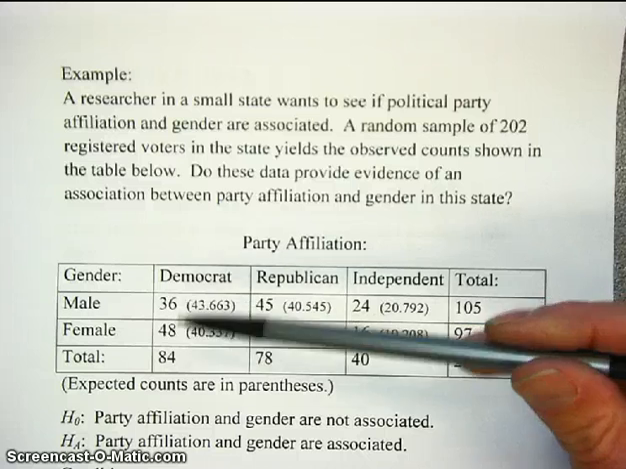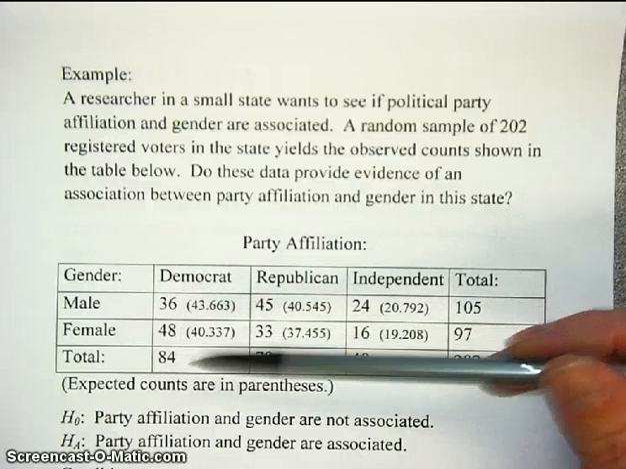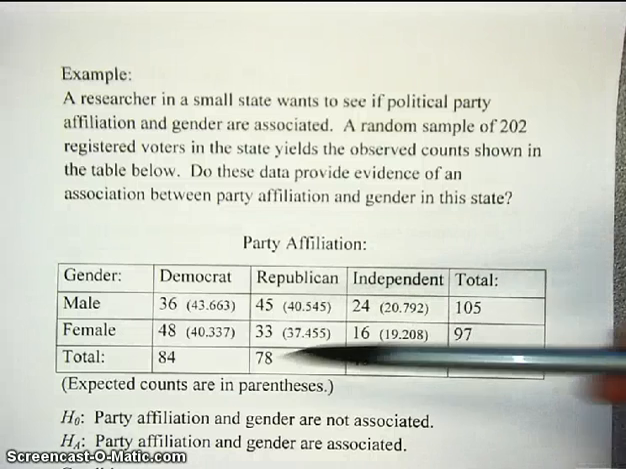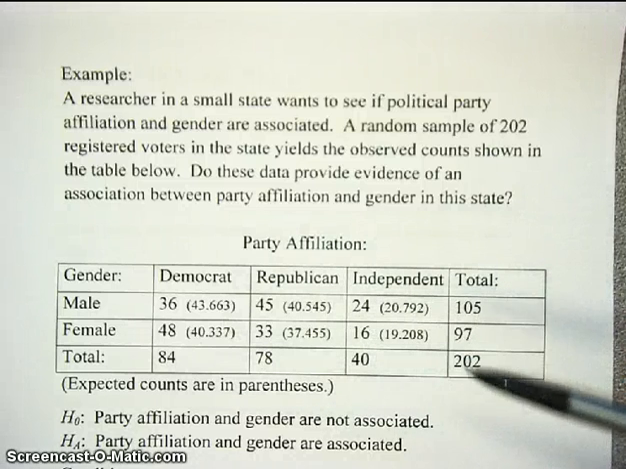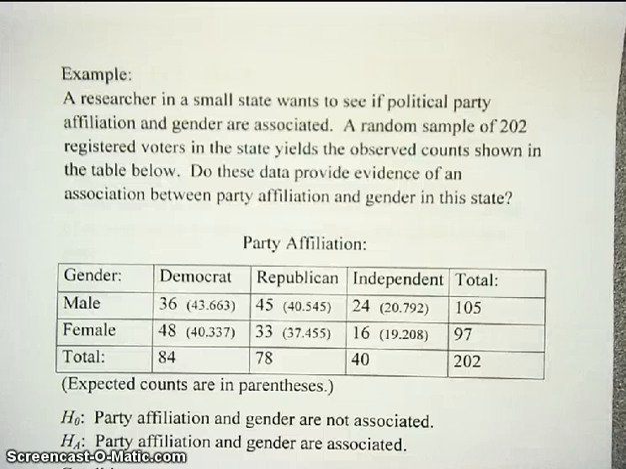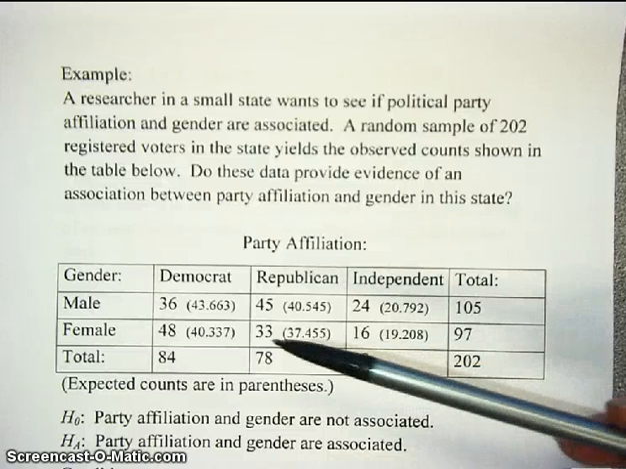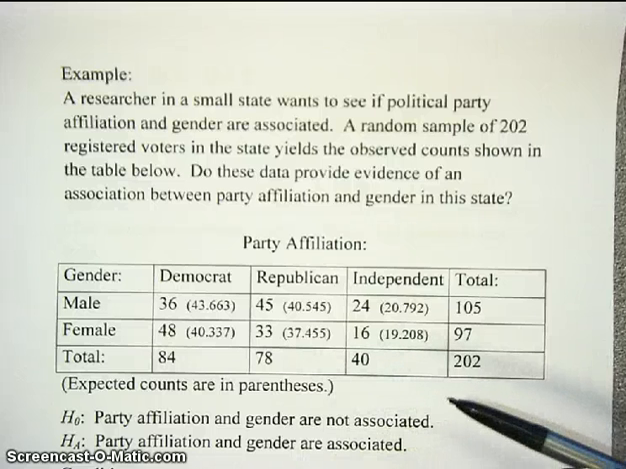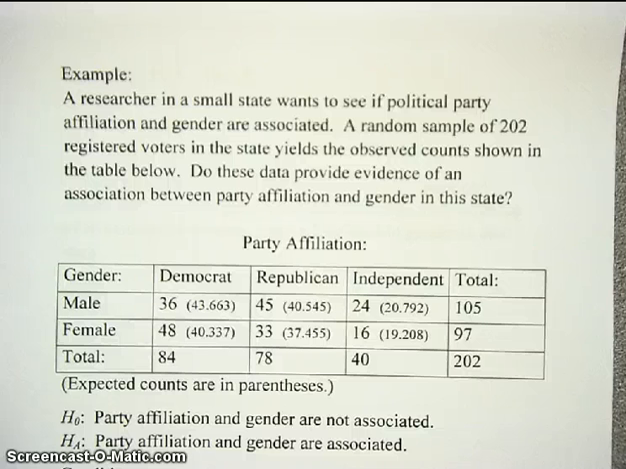And the observed counts are the large numbers in each cell. We've calculated the column totals for each column, calculated the row totals going across. The table total is 202. The expected counts are in parentheses, and I'll get to those in a minute. The null hypothesis is that the party affiliation and gender are not associated, versus the alternative that they are associated.